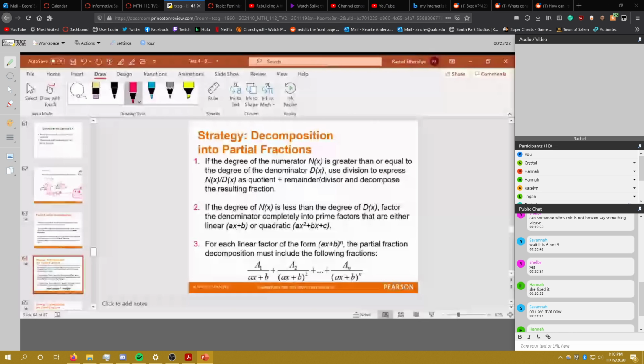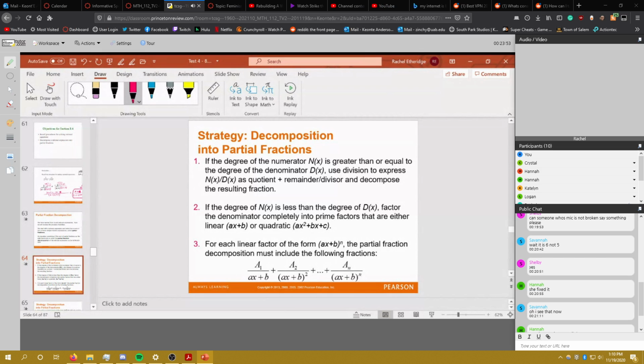We're not going to do the long division. If the highest degree in the numerator is bigger than the highest degree in the denominator, you just use long division or synthetic division. So you don't have to decompose it, it'll decompose itself. But if the degree in the numerator is less than the degree in the denominator, that's when we're going to write it into partial fractions.